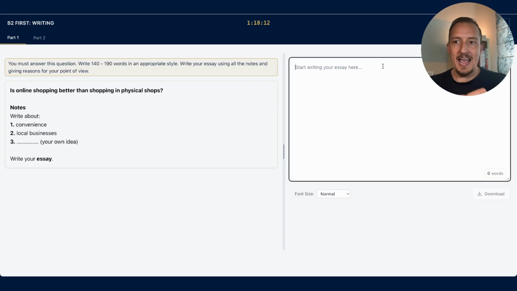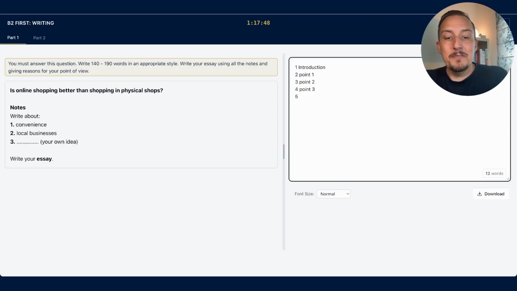So what does a good structure of an essay look like? Well, first of all, we'll start with our introduction. Then in the second paragraph, we might want to talk about point 1. In the third paragraph, we might want to talk about point 2. And in the fourth paragraph, we might want to talk about point 3. And the final paragraph will be our conclusion. So this is a good starting point. This would be 5 paragraphs, which is absolutely fine.